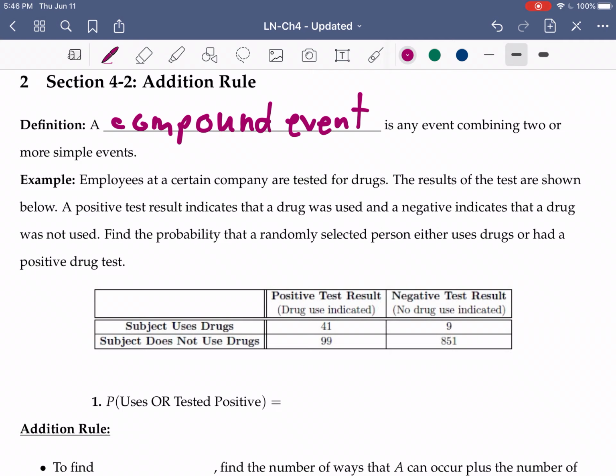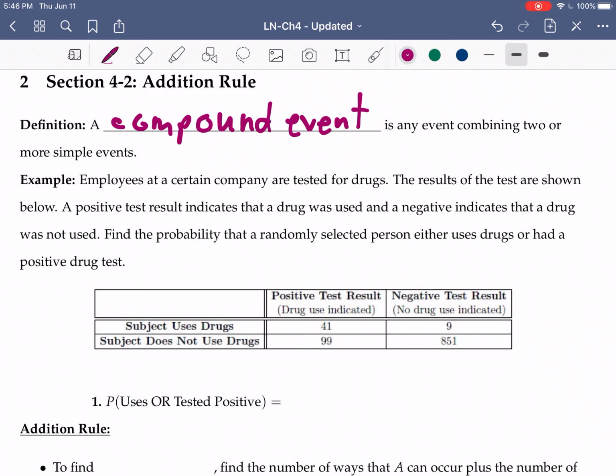With a compound event, usually we're thinking about things like the probability that this thing happens or this other thing happens. When we use the word or, we tend to think of the addition rule. We might also see a compound event where we're talking about the probability that this thing happens and this other thing happens. When we use the word and, we tend to think of the multiplication rule. We'll talk about that in section 4.3, but for now we're going to look at the addition rule.